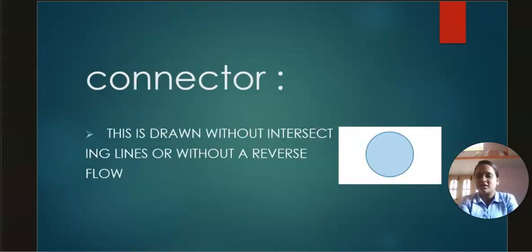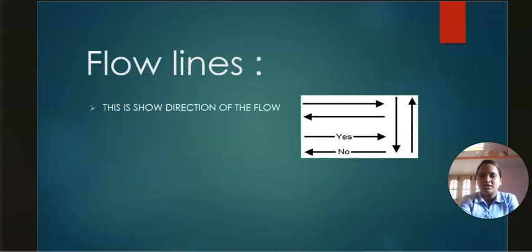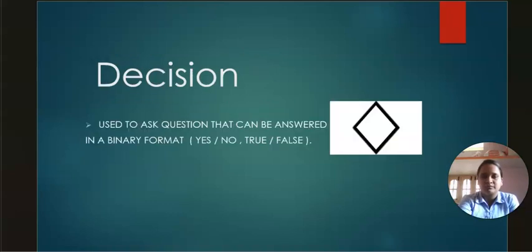What is a connector? A connector is a circle shape, drawn to avoid intersecting lines or a reverse flow. Predefined process is the invocation of a subprogram or an interpreted program. What are flow lines? They show the direction of the flow. What is a decision? It is diamond shaped. The user asks a question that can be answered in a binary format, a yes or no type answer.